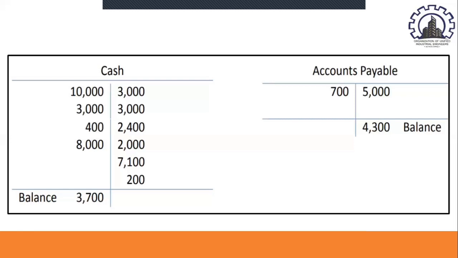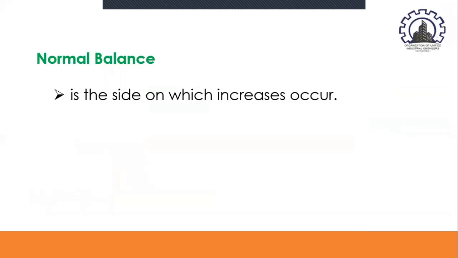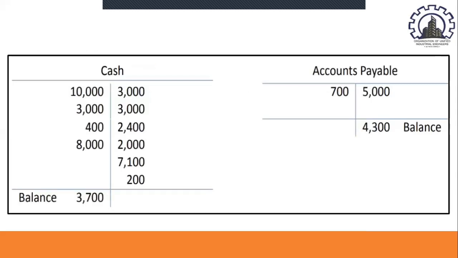Now, the cash account is an asset, right? So its normal balance is a debit. So what is meant by a normal balance then? So if we say normal balance, it is the side on which increases occur. Now, accounts payable is a liability, and because liabilities increase with credits, therefore, the normal balance in accounts payable is a credit, as shown in our T account example.